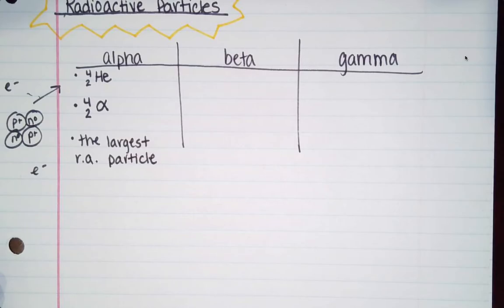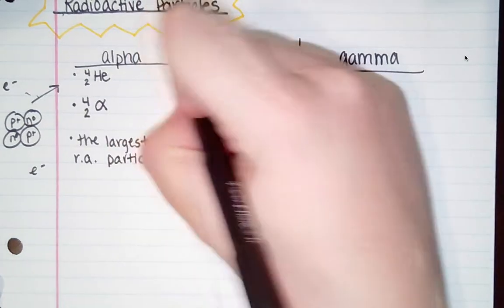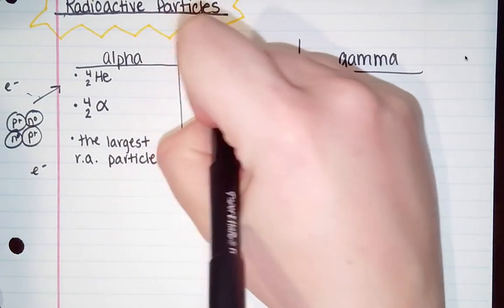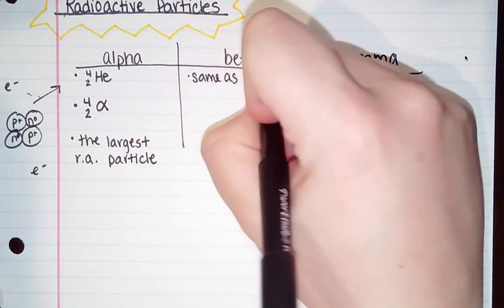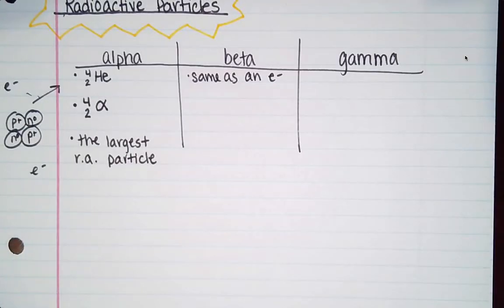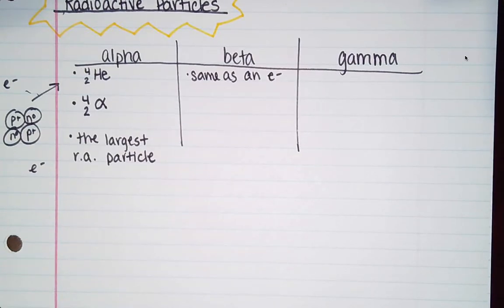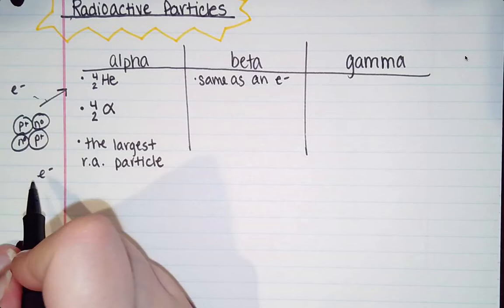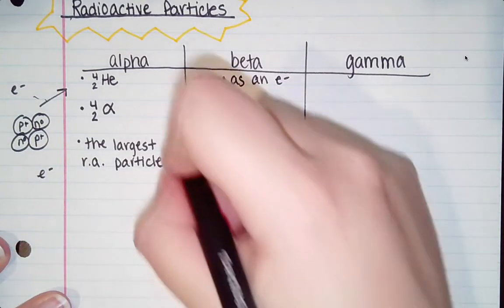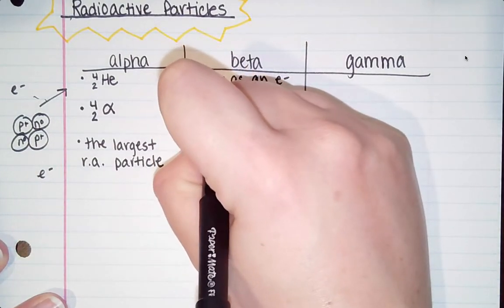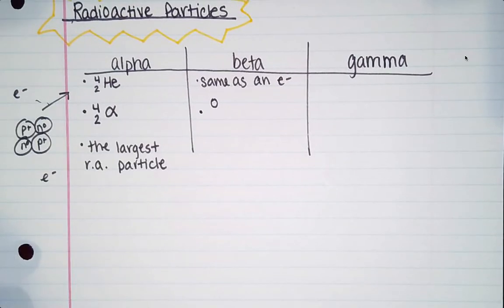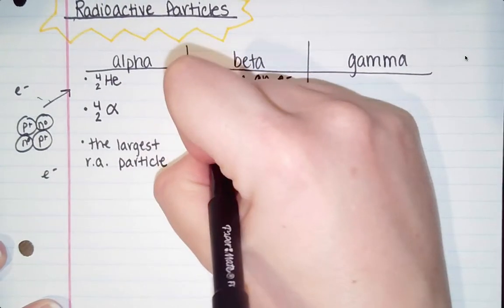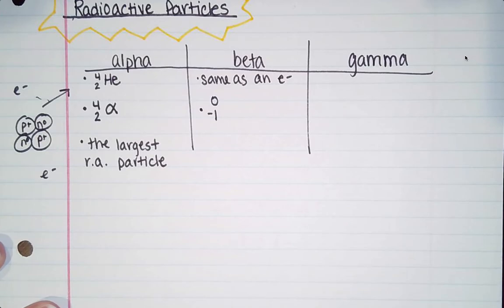Now on to beta. Same as an electron. So we know that the mass of an electron is negligible. They are so teeny tiny, we don't include that in the mass number. So for mass, here we put 0. And then beta, we put -1. And the beta symbol is B with a tail.